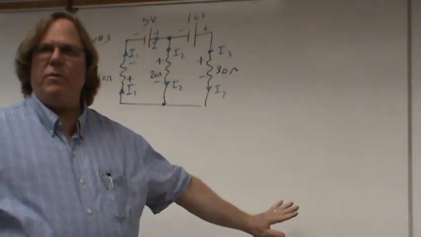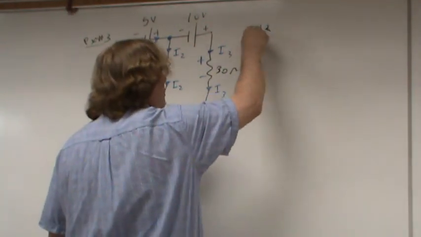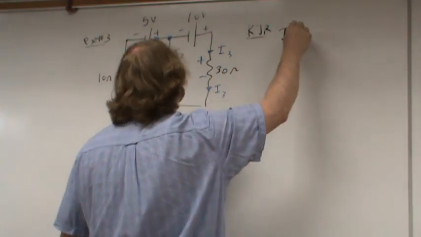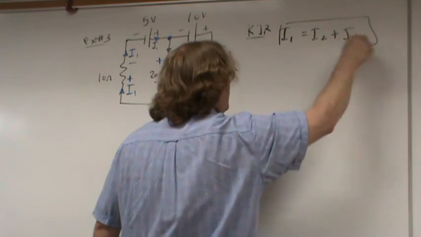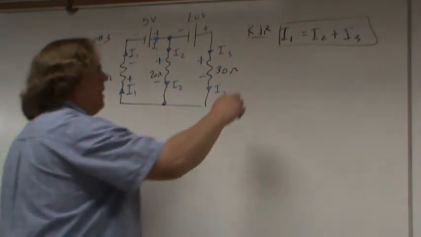Let me show you the equations. First, we've got Kirchhoff's junction rule, which I'm going to use at this junction right here, and that gets me I1 equals I2 plus I3. Virtually everybody I checked had that correct. Any question or issue on the Kirchhoff junction rule? Okay, then let's go ahead and do the left loop.